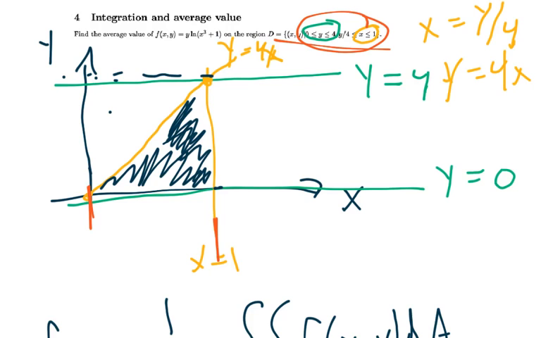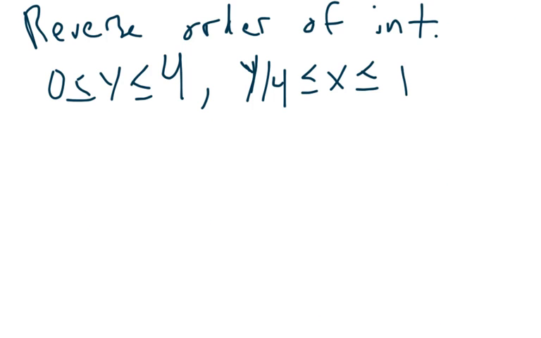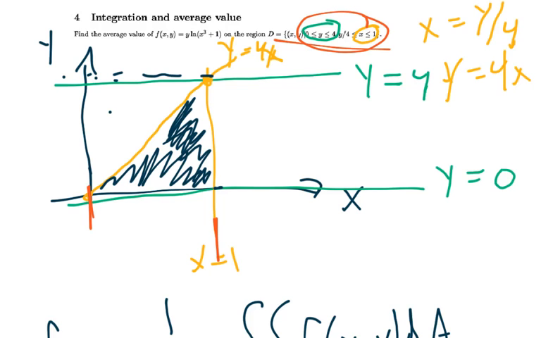So let's do that. I'll write this in purple as my new one, and I'm going to say, well, my new one is x is between 0 and 1. Now if x is between 0 and 1, y is going to be between 0 and this one. Well, what is this equation? I just wrote this. y is equal to 4x is the equation for this line.